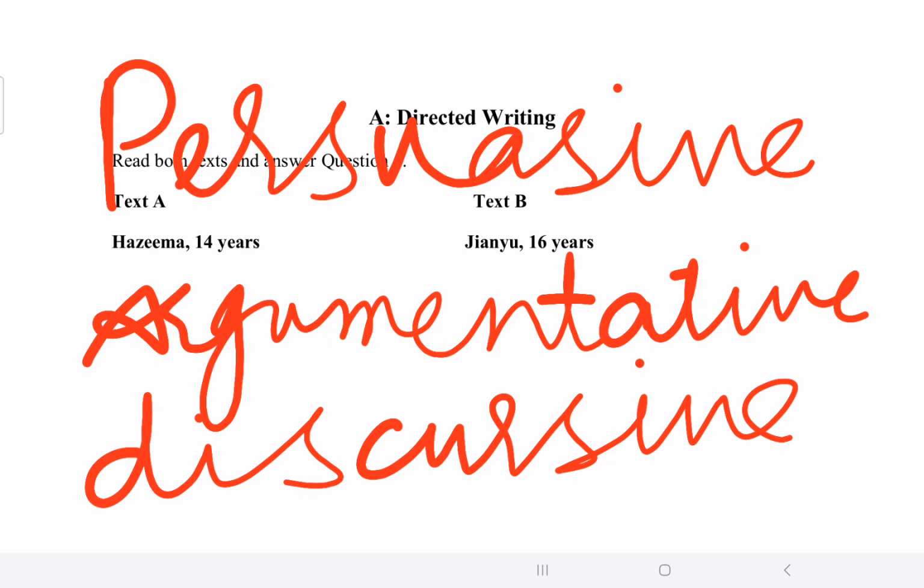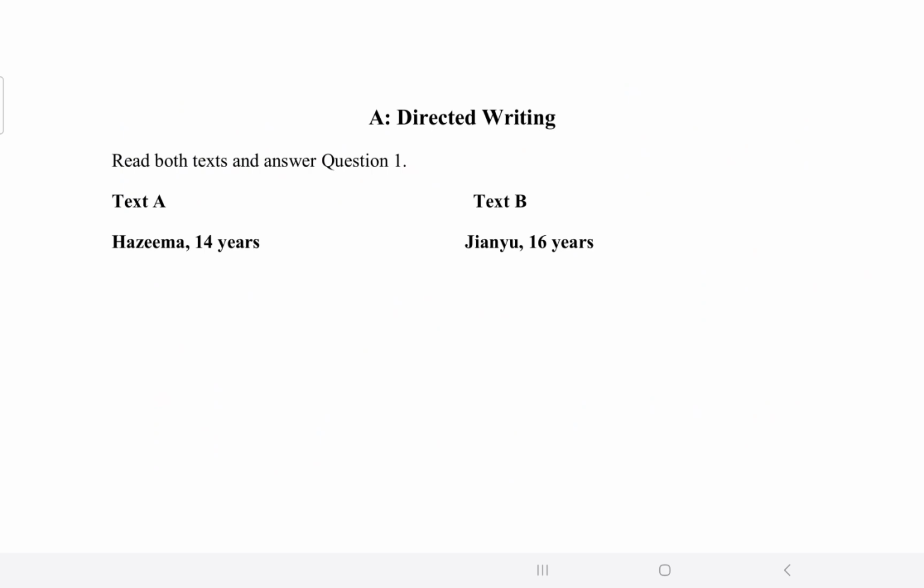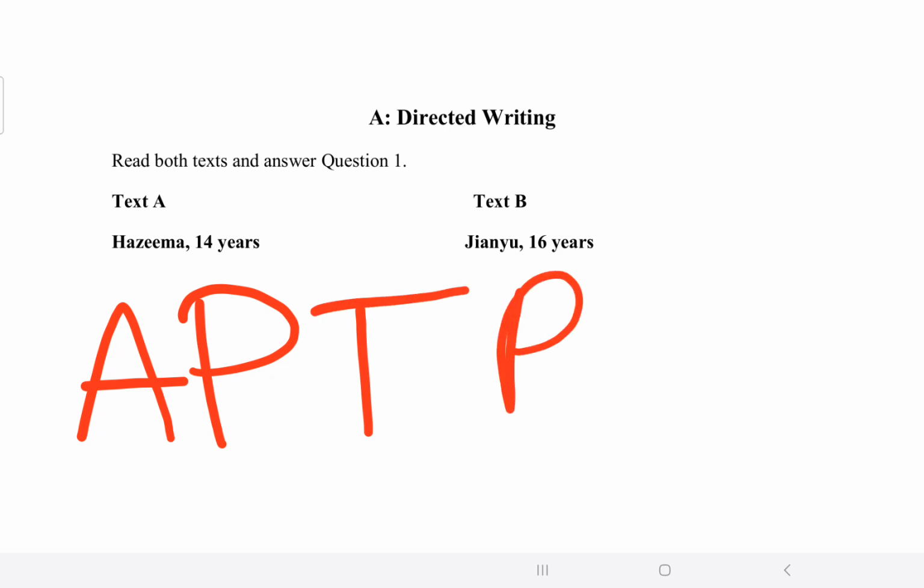Once you are clear about the nature of your directed writing task, you need to understand these four things: A, P, T, R. In your question, you will just highlight your A. A means audience of your directed writing task, the person you are writing to or you are writing for. The purpose is the reason for writing. Why are you doing this task?